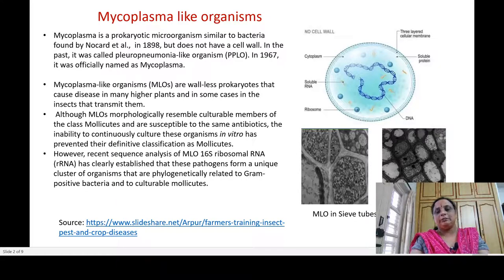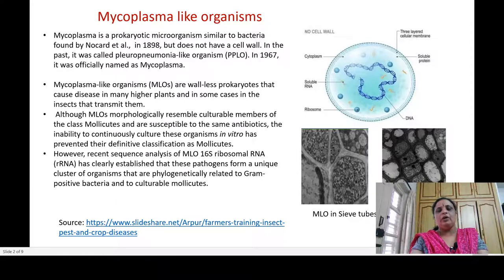You can find them infecting the plants through insect vectors. And in plants also, you can find them destroying the sieve tubes. What are these sieve tubes? These are the tubes you can find in the phloem especially, where they infect the vascular bundle. Because of this infection of the phloem by mycoplasma-like organisms, the translocation of food materials is blocked because of the damage to the phloem tissues. Especially the sieve tubes are damaged by these organisms. Hence, it causes various diseases in plants.